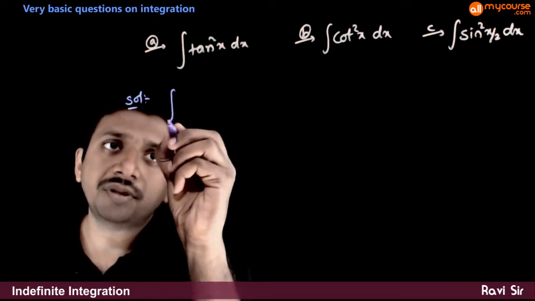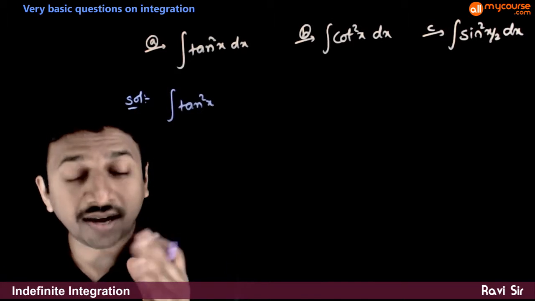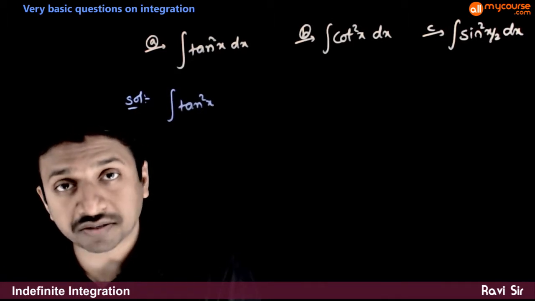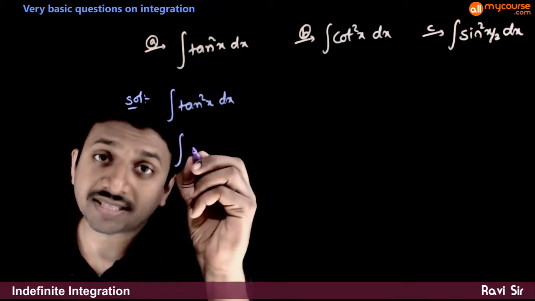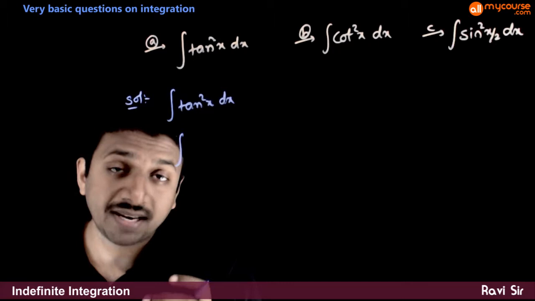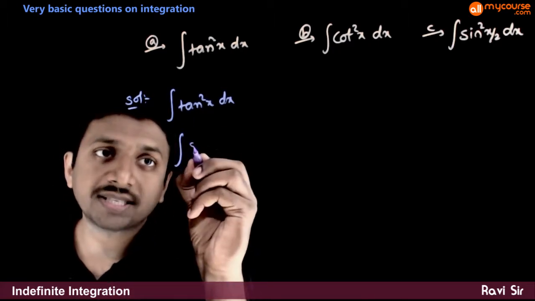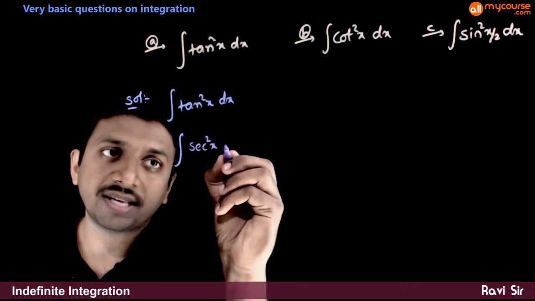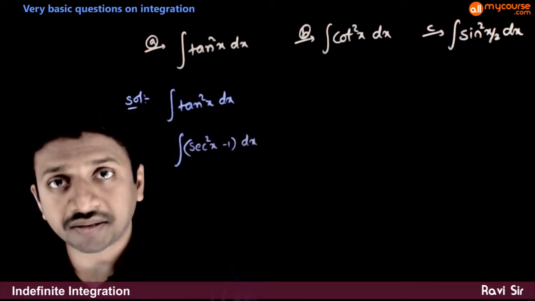First, if you think about the integration of tan square x, there is no direct formula to integrate tan square x. But we have the identity secant square x minus tan square x is equal to 1 always. So tan square x can be written as secant square x minus 1. This is a trigonometric identity.